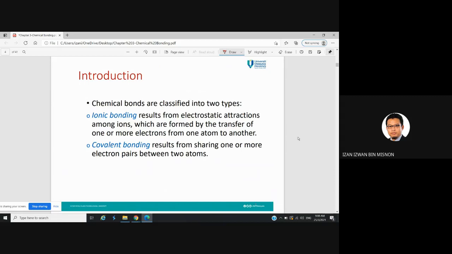The second type of chemical bonding is covalent bonding. This results from the sharing of one or more electron pairs between two atoms. Each element has its valence electrons, and these valence electrons are shared together to make a single bond, double bond, or triple bond. I do believe that you learned it in organic chemistry, how the bonding takes place, with single, double, or triple bonding.